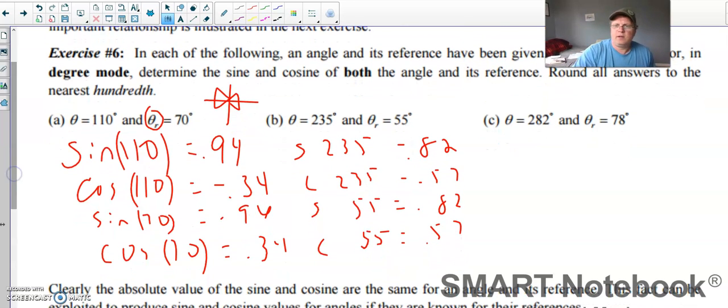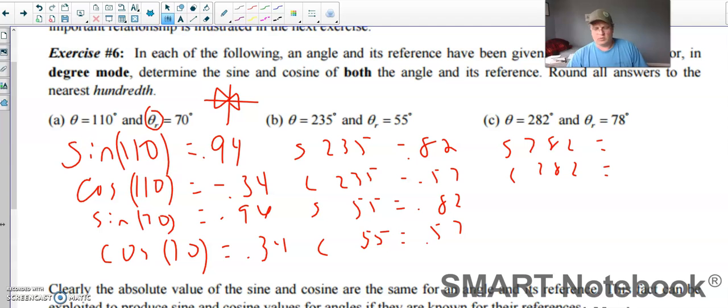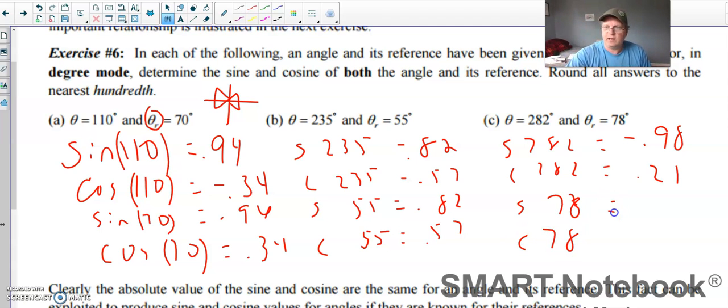The third one, sine of 282, cosine of 282. Remember, do these in your calculator or your phone, just to check and make sure you can get this. 282 is in quadrant 4, so negative 0.98 and 0.21. Now we go back to quadrant 1, sine of 78, because you do 360 minus 282, the distance from the x-axis. Cosine of 78, so 0.98 and 0.21.